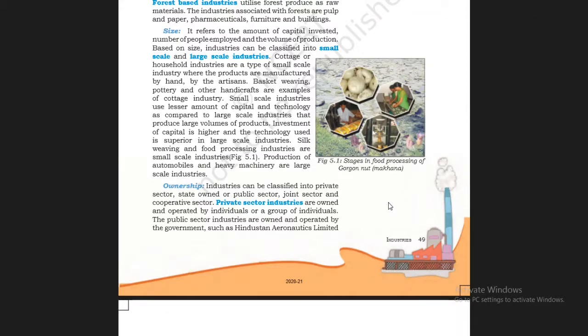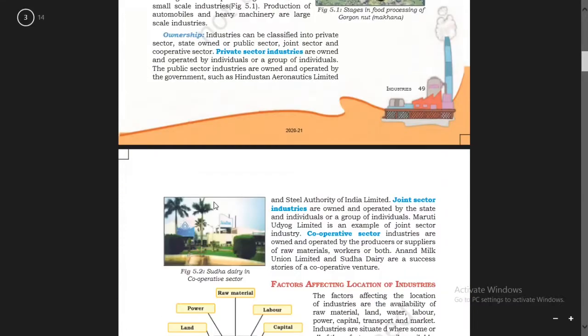Now, based on ownership, industries can be classified into private sector, state owned or public sector, joint sector, and cooperative sector. First of all, let us see private sector industries. Private sector industries are owned and operated by individuals or a group of individuals. The name itself indicates its meaning. So, private sector industries are those industries which are owned and operated by individuals, one's own self, or a group of individuals.